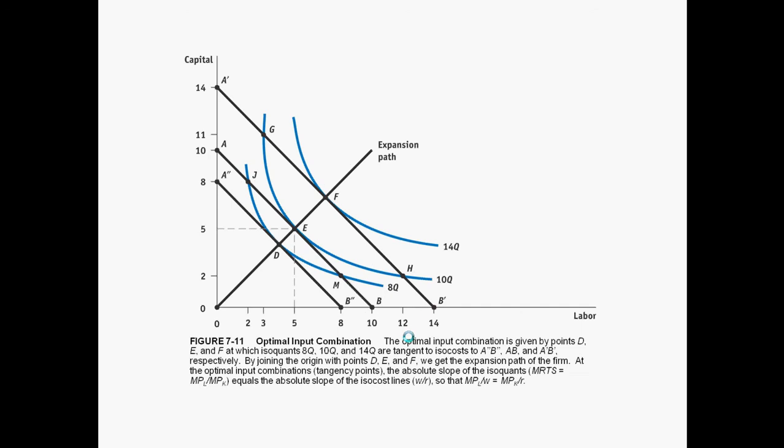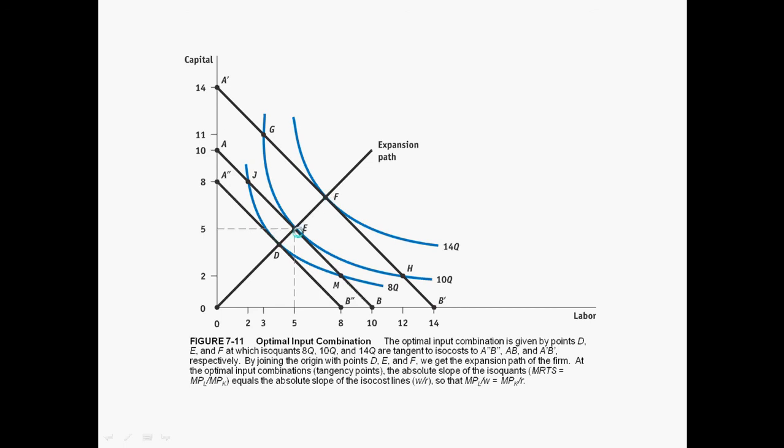Okay, so now we've got a series of isoquants, and then we've got a bunch of isocost lines. And in this case, as you move out, at each point you'll look for the place where the isoquants are tangent to the isocost line. Now, this doesn't tell us which of these. So this is for quantity 8, this is for quantity 10, this is quantity 14. It doesn't tell us which of these we prefer.